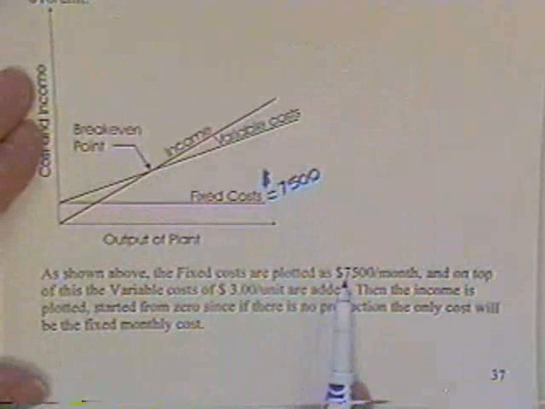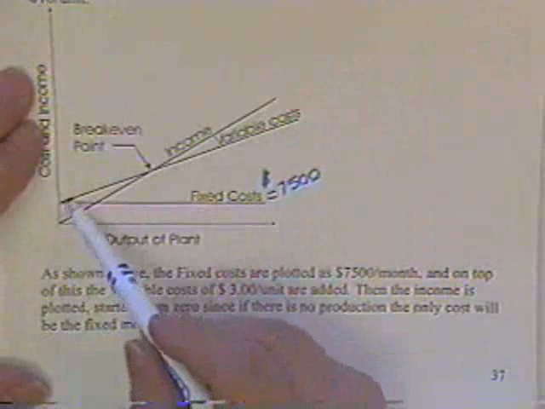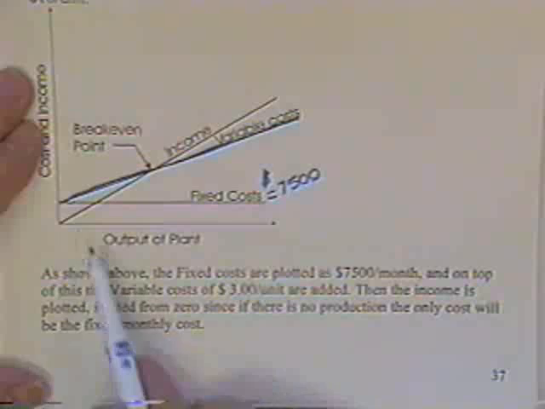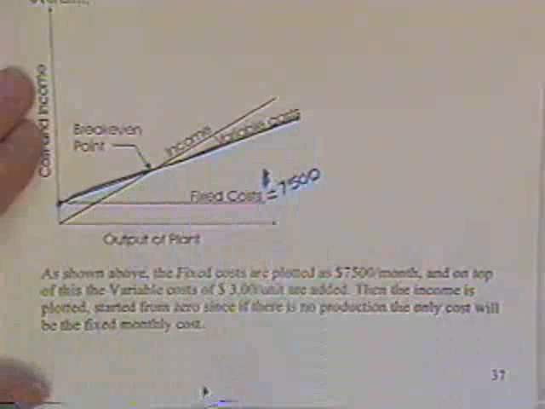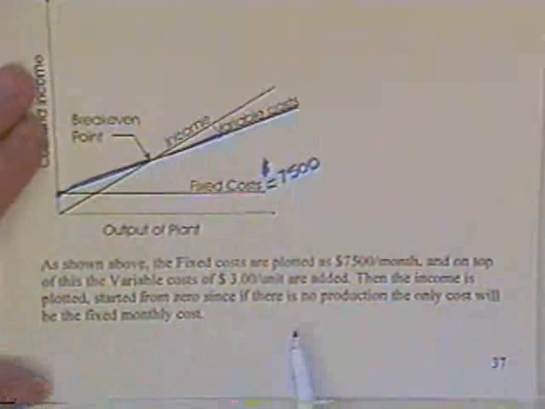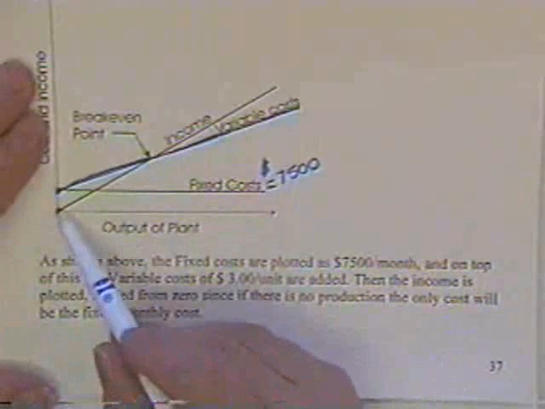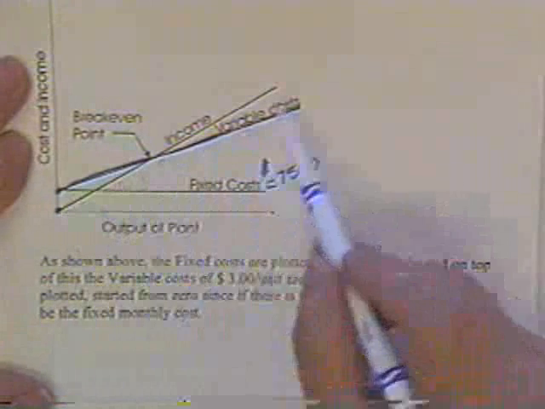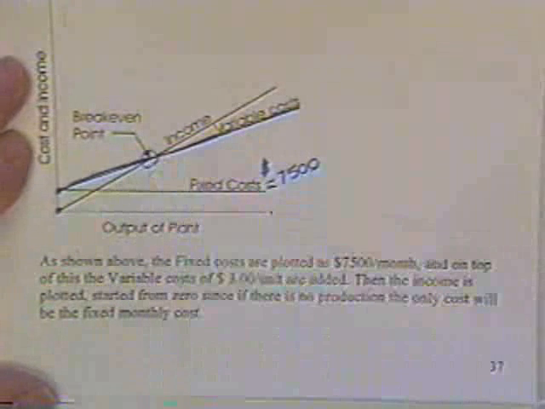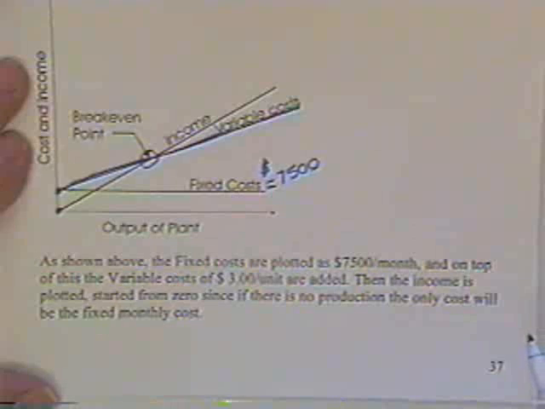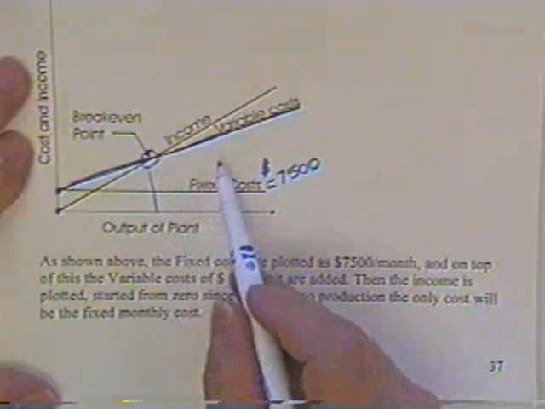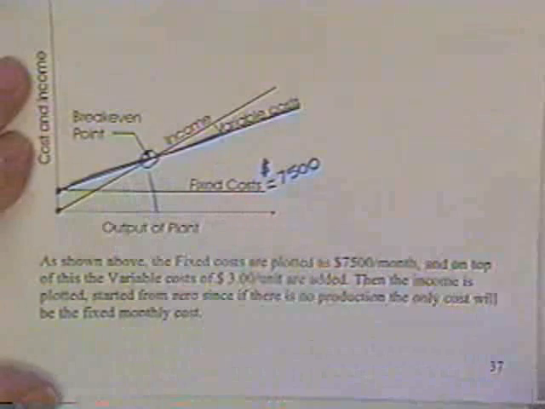So they plot the fixed cost of $7,500. On top of that, they plot the variable costs. The variable costs starting here, raising up. And then you can plot the income. The income starts at 0, because if you don't make any, you don't get any profit or any income. And that line, where these two lines cross, where the cost equals the profits, then that's the break-even point. Above that point, you will make profit. Below that point, you'll have a loss.